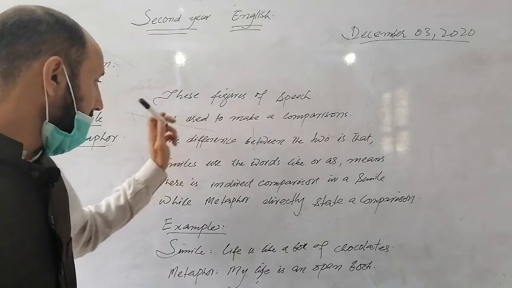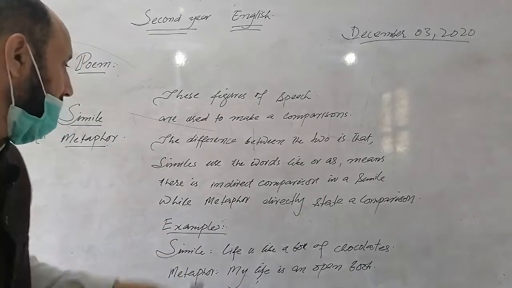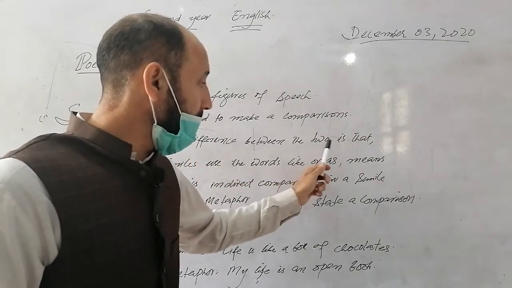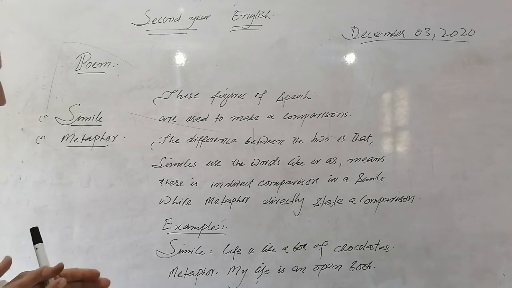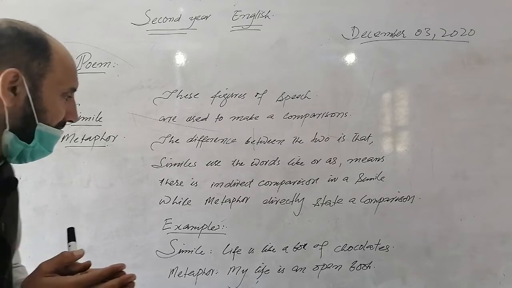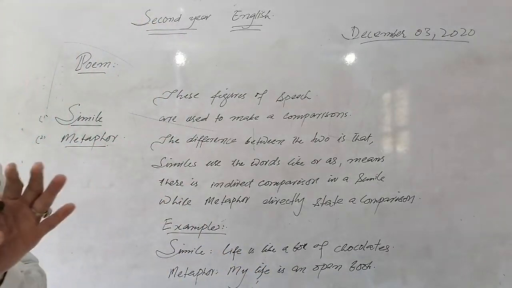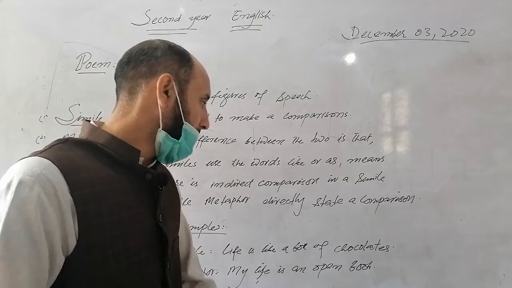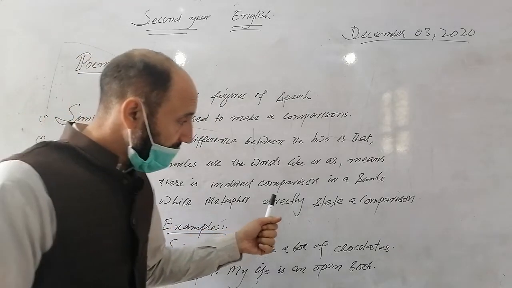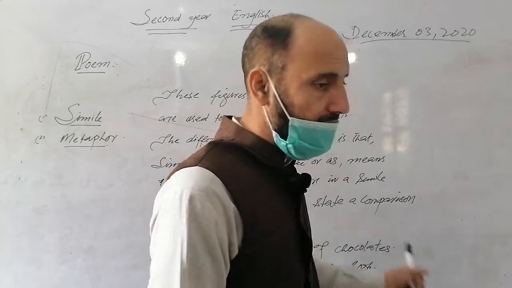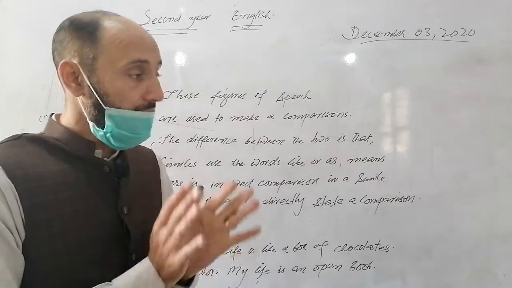These figures of speech are used to make a comparison. They compare things, but still there is a difference. The difference between the two is that a simile uses the word like or as to compare things. This means that there is an indirect comparison in a simile with the introduction of as or like. Whereas in the case of a metaphor, they compare things directly without introducing the words like or as.